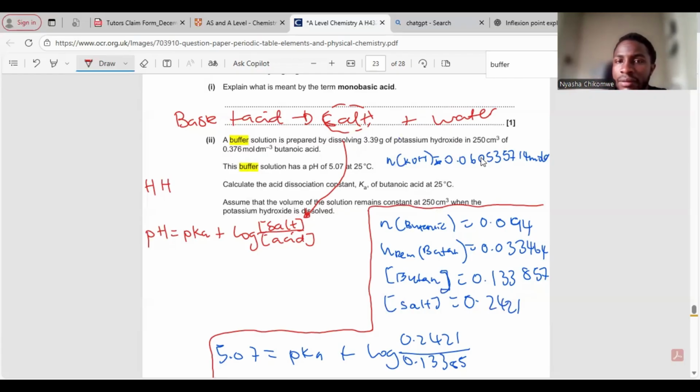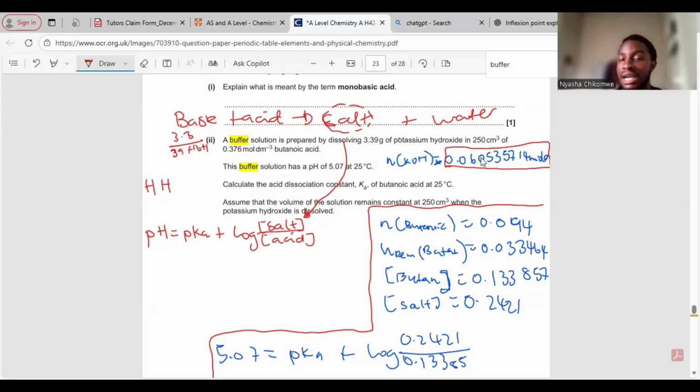So, 3.39 g of potassium hydroxide, I calculated the number of moles of this potassium hydroxide which is being added, which is our base. So it's 3.39 over the Mr. Number of moles is mass over the Mr. So I calculated that, okay, potassium is 39 plus 16 plus 1. And then I found the number of moles of potassium hydroxide. Then, knowing that these are the number of moles of potassium hydroxide which were added, how much salt is produced?